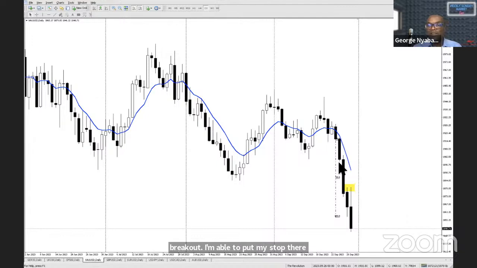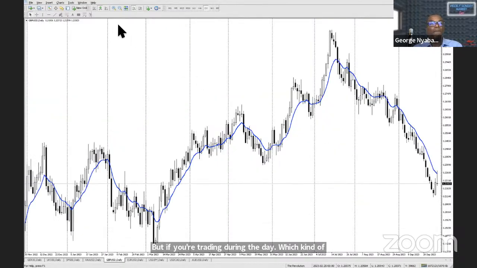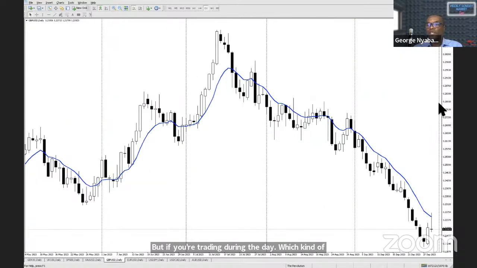Excuse me. So breakout above there. There's 50% of the breakout. I can put my stop here or above the previous day instead of all the way up here. So that's fine for the day. But if you're trading during the day, which kind of relates to what I was saying here, that if you're trading during the day and you see that the bulls are strong and you get a decent enough bullish price action, then you can buy, right?